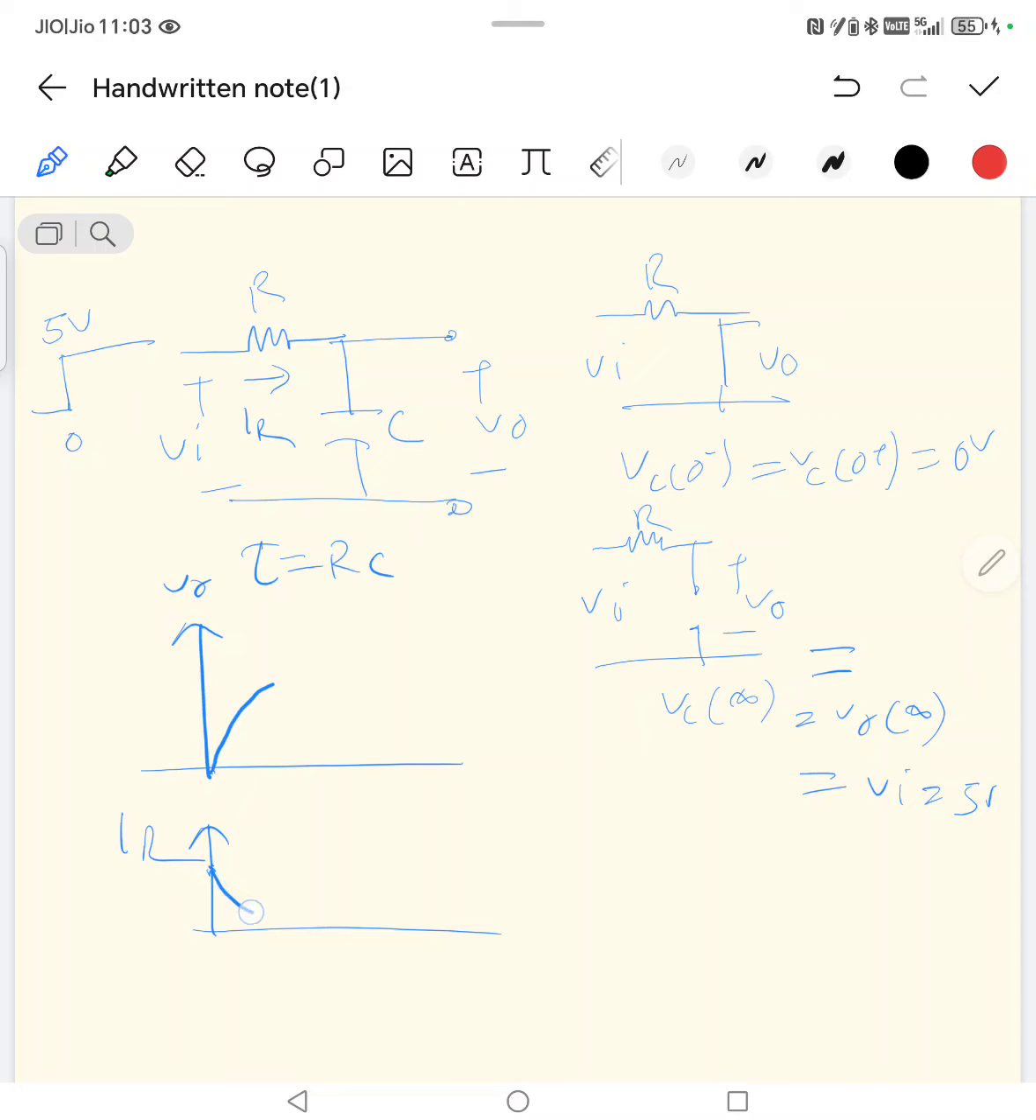So the current also reduces. When the capacitor is fully charged to 5 volt, the current IR will be (5 minus 5) by R, that is 0. So this is the current and this is the V out. Okay, this is the response. So that is the one RC circuit we have analyzed. Okay, thank you.